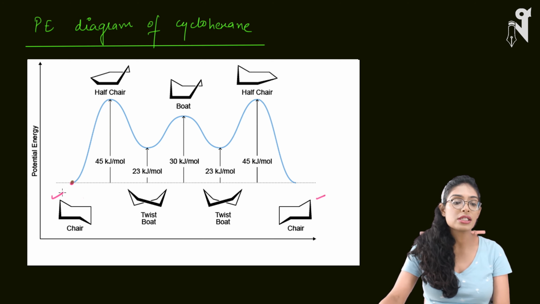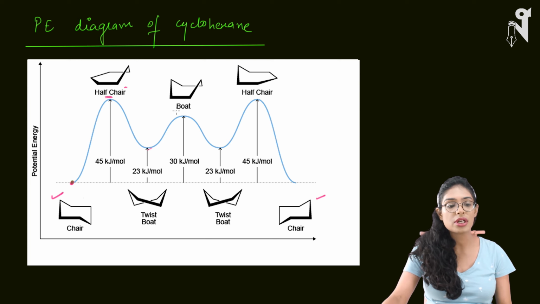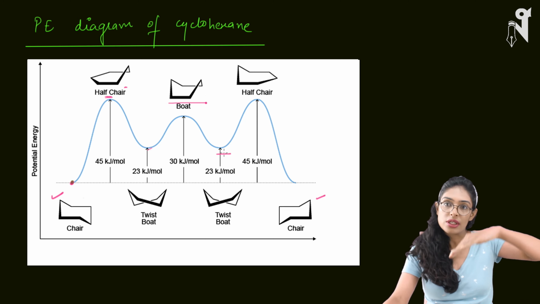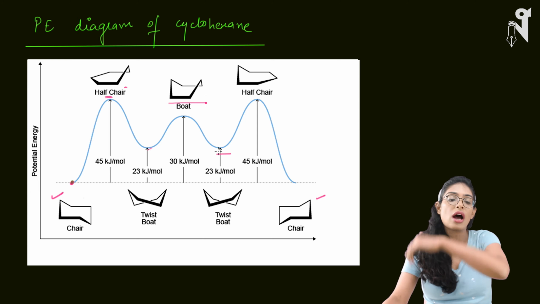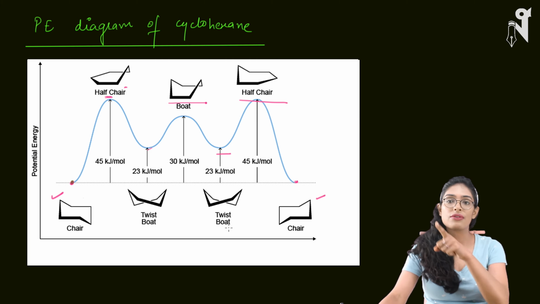So chair first gets converted into half chair. Then it gets converted into twist boat. Twist boat has relatively lesser energy as compared to half chair, so half chair is more unstable and twist boat is less unstable. Then again it reaches a stage which is called boat. Again the energy is increasing, hence the stability is decreasing. Then again comes your twist boat, so energy decreases. Then again it goes to the half chair conformation, which has the highest energy, hence the highest instability, and then it reaches the chair conformation again. So this is how your graph is.